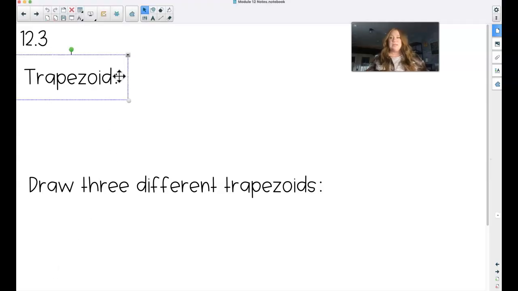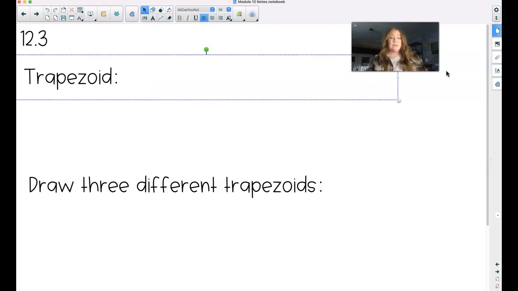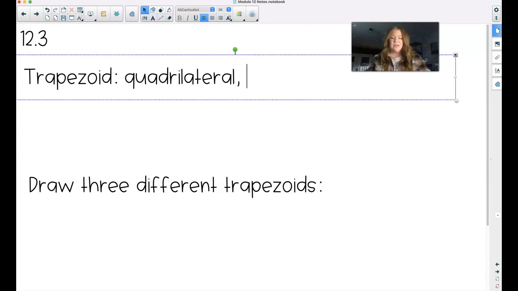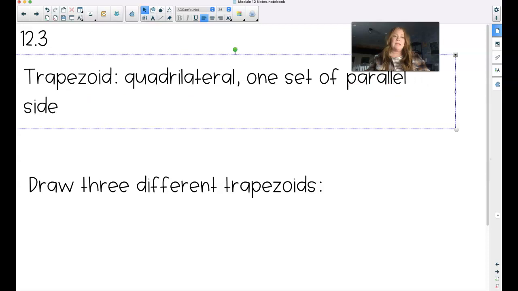A trapezoid is a shape that... I don't feel like that's going to let me type very much. So it is a quadrilateral, so that means four-sided figure that has one set of parallel sides. So just one, so not two, just one set of parallel sides.